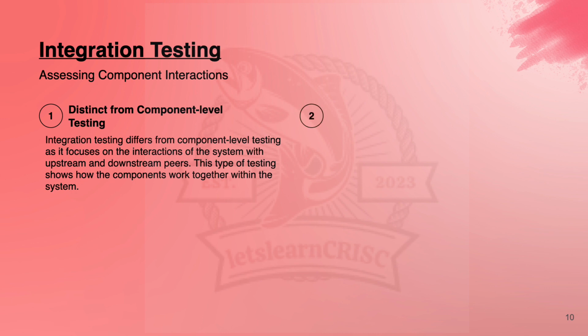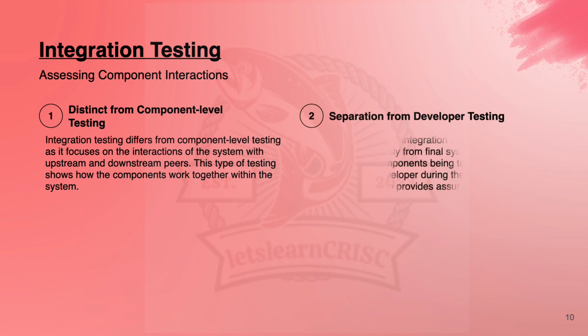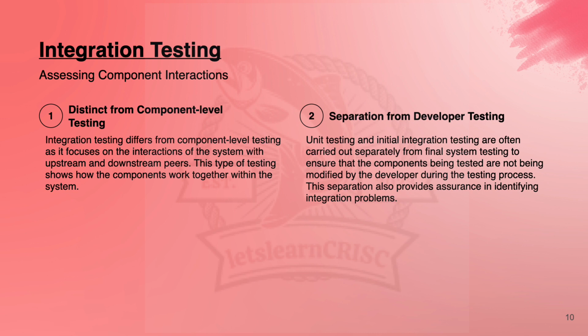Next, about the separation from the developer testing. Friends, unit testing involves testing individual components or modules in isolation to ensure that they function correctly. Similarly, initial integration testing focuses on verifying the interaction between components as they are integrated for the first time. This phase ensures that the components can work together in a basic way.